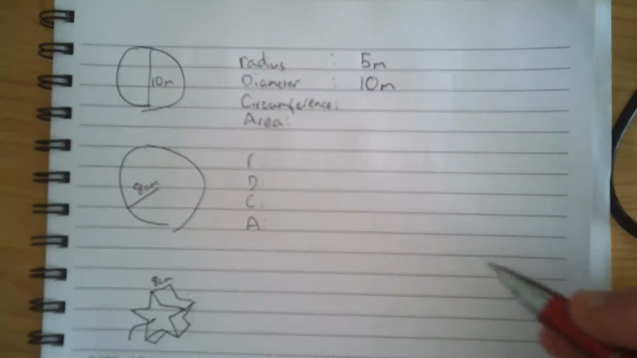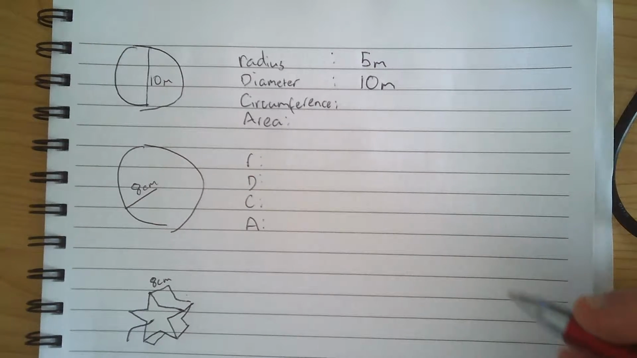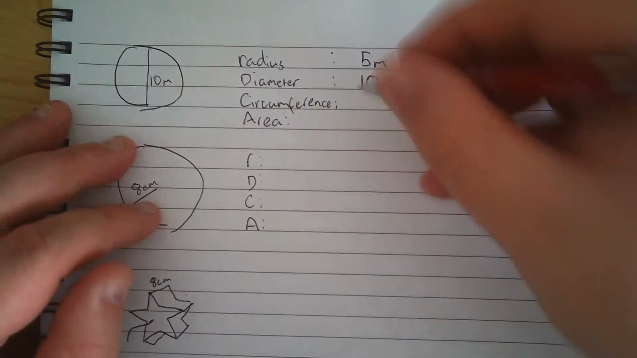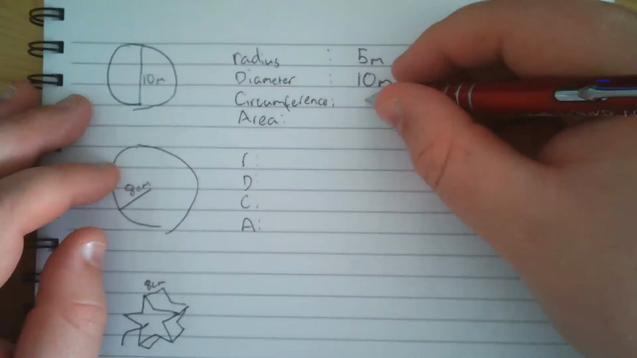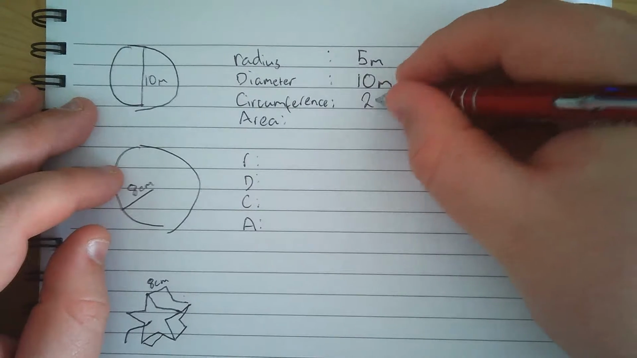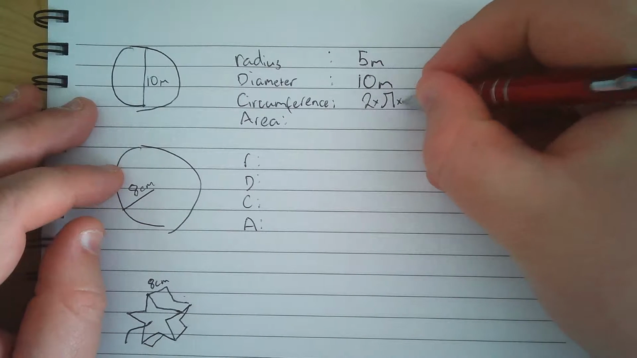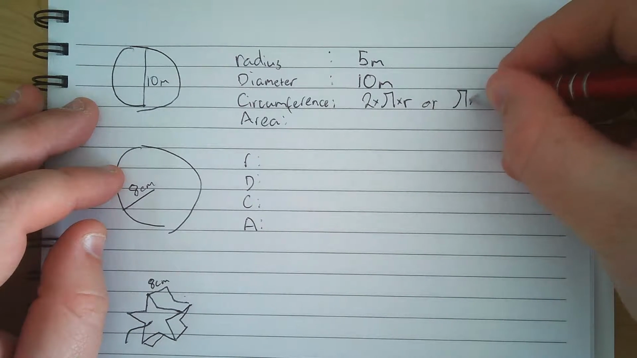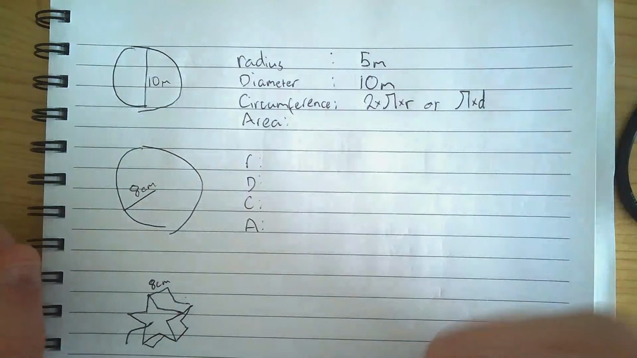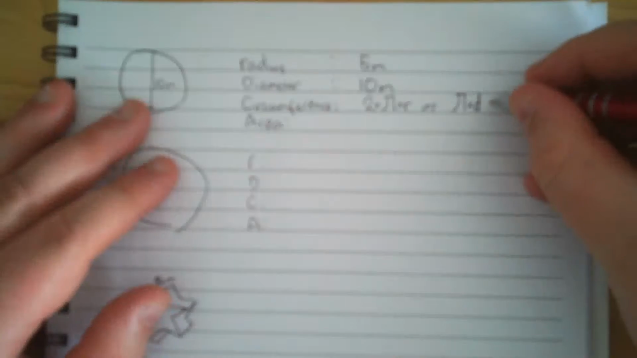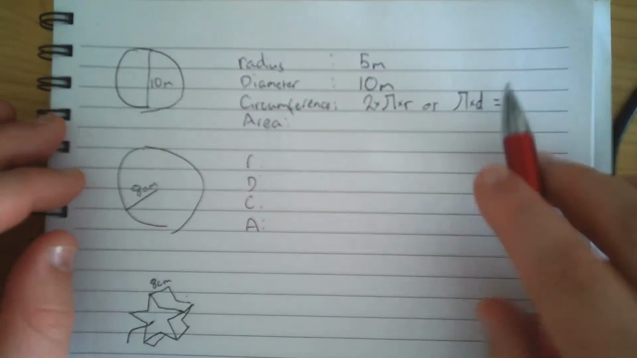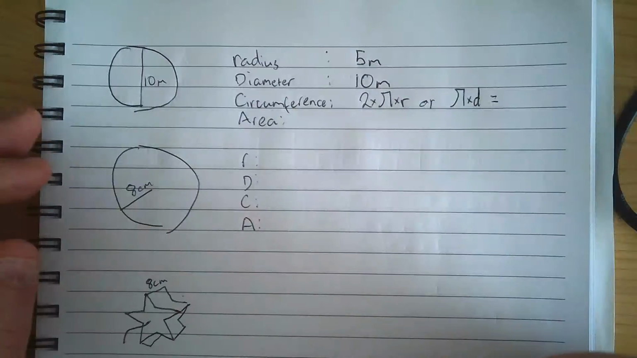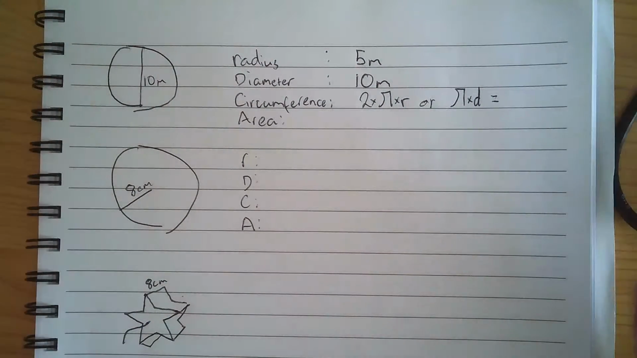Now, circumference and area have two different formulas. The one for circumference, I'll write them here. You can either use 2 times pi times the radius, or you can just use pi times the diameter, right? Either of those is fine. So in this case, I'll just do pi times the diameter. So you can punch that into your calculator if you want to.